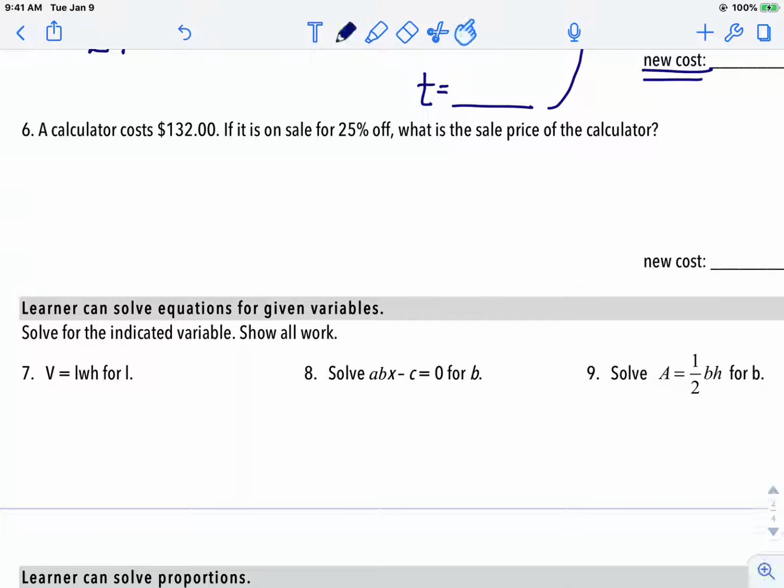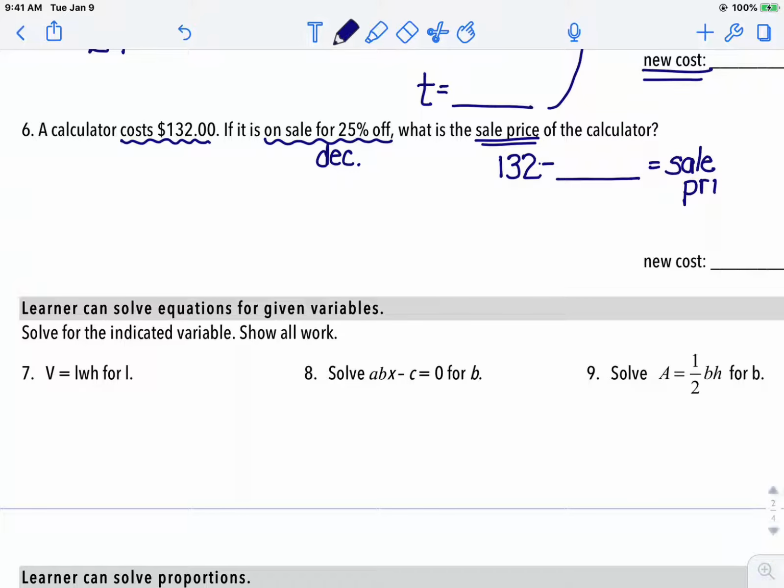And finally, number 6, before we pause and start up a second video, a calculator costs $132. It sounds like original cost to me. It's on sale for 25% off, so we are doing a decrease situation here. They would like the sale price. Well, sale price is going to have to be that original price of $132 minus, because it's a decrease situation, however much that 25% comes off, to get our sale price. So when we're done calculating an amount here, we have to decrease the $132 by that amount to get our sale price.